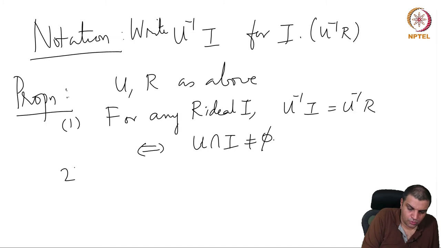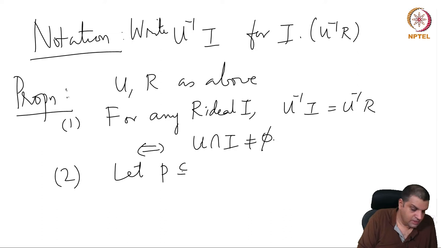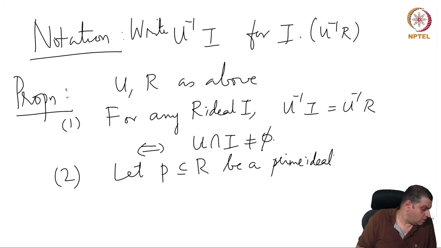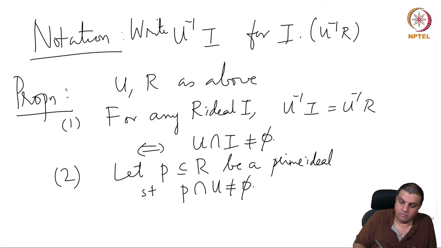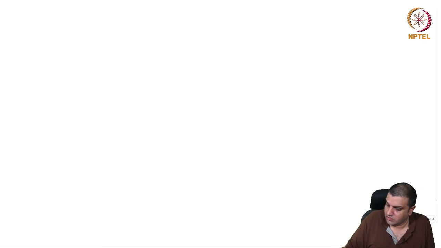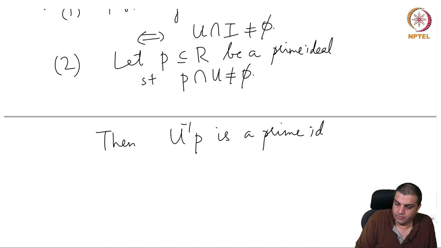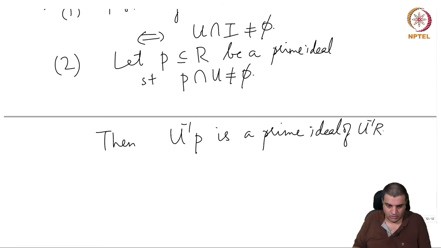Two: let P inside R be a prime ideal such that P does not intersect U. So U inverse P is not going to be the whole ring. Then U inverse P is a prime ideal of U inverse R. So this is what we have.